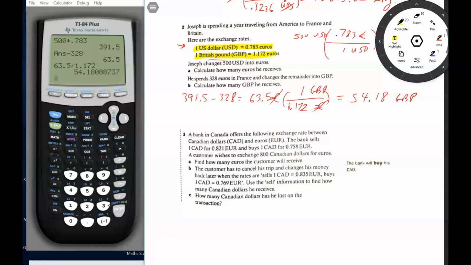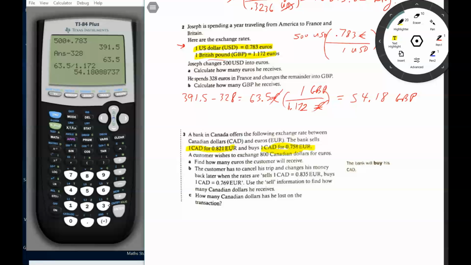A bank in Canada offers the following exchange rate between dollars and euros, and the bank sells 1 Canadian dollar for 0.821 euros and buys 1 Canadian dollar for 0.758 euros. Okay, so these are dominoes too. These are kind of weird dominoes because they have the exact same exchange, Canadian dollars to euros, but do you see how the number of euros is slightly different?